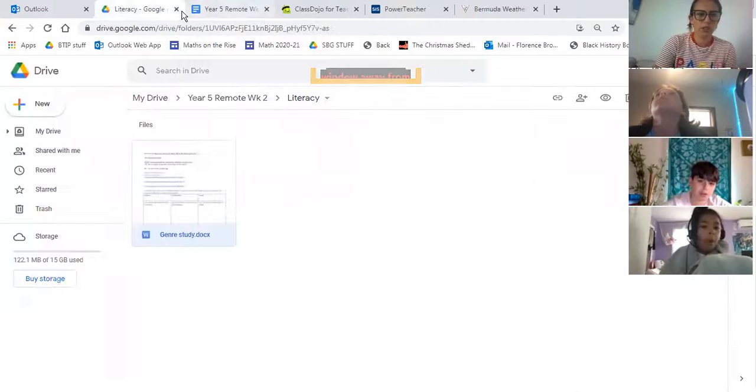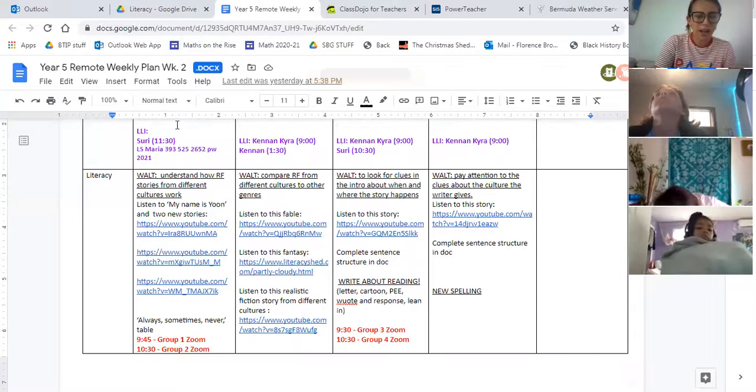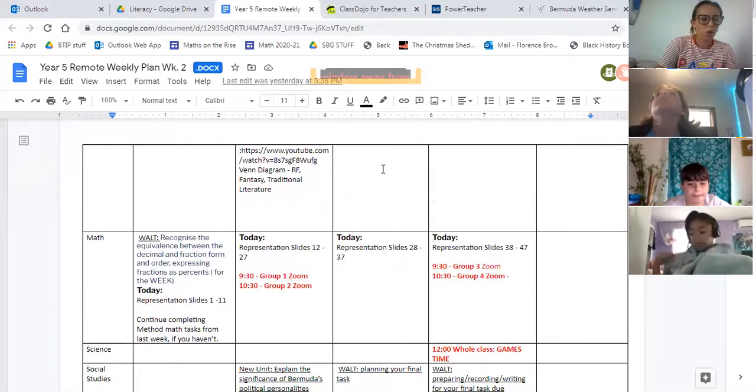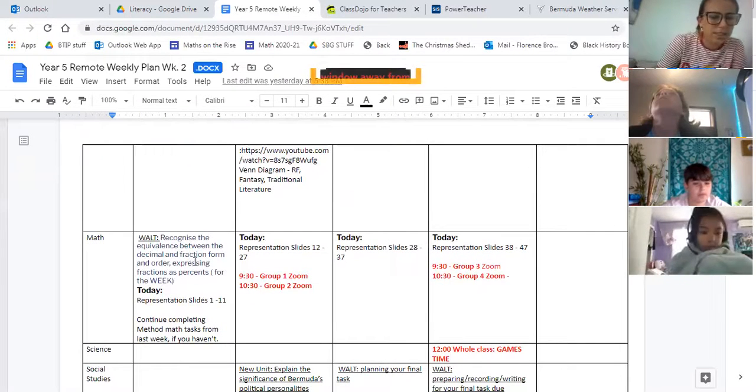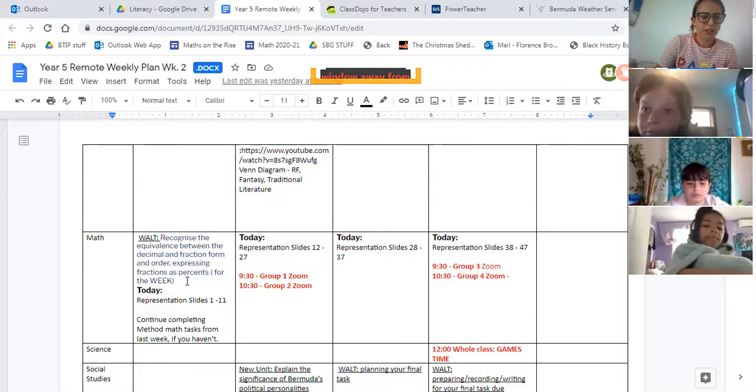I'll just close out of that for now. So I'll go back to my schedule to figure out what I'm doing for math, and I'll see that my WALT for the whole week is to recognize the equivalence between the decimal and fraction form, in order and form and order, expressing fractions as percents. So that sounds very wordy, but what we know is we're looking at the similarities between fractions and decimals, and we're going to be comparing them.